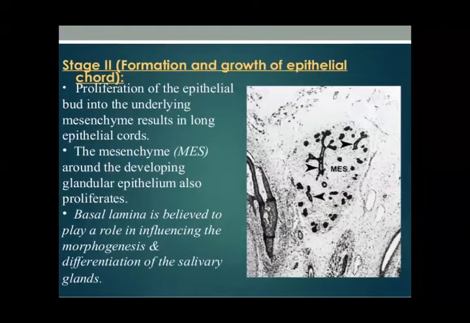Second is the formation and growth of the epithelial cord. Growth of the epithelial bud into the underlying mesenchyme results in a long epithelial cord. The mesenchyme around the developing glandular epithelium also proliferates. The basal lamina is believed to play a role in influencing the morphogenesis and differentiation of the salivary gland.